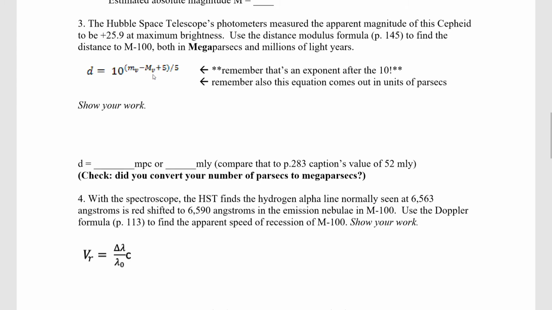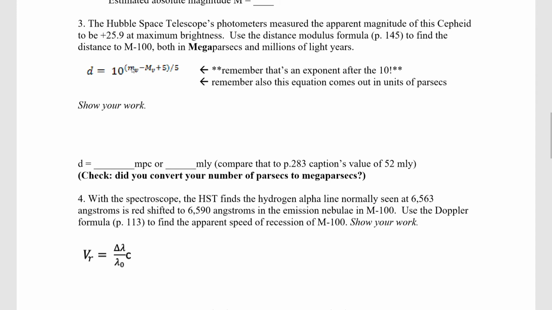Remember, absolute magnitude actually is related to luminosity, but we won't touch that part of it here. The number plus 25.9 is the apparent magnitude of this Cepheid, and so that goes in here, and your absolute magnitude that you just computed in point 2 goes in here, keeping in mind the signs for these things. And remember that the parentheses here, we calculate a number within them first, then we divide the whole thing by 5. This is an exponent now.